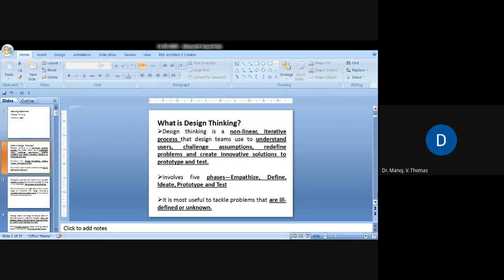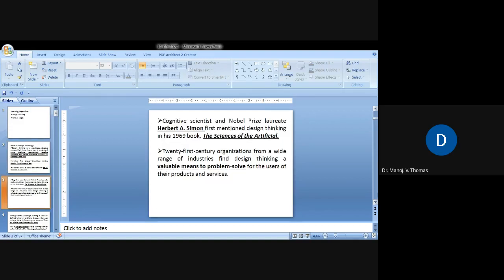Iterative process means that the different stages will be repeated. We will see various stages. So this design thinking involves 5 stages: empathize, define, ideate, prototype, and test. So it is most useful to tackle problems that are ill-defined or unknown. In the sense, when the user requirements are not clear, or we are not very clear about what is to be developed and how a product should be developed, design thinking and its various stages will help you get clarity on the user requirements and finally to design the project which suits a particular requirement.